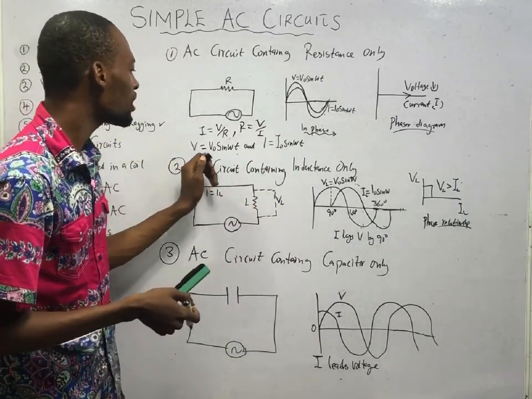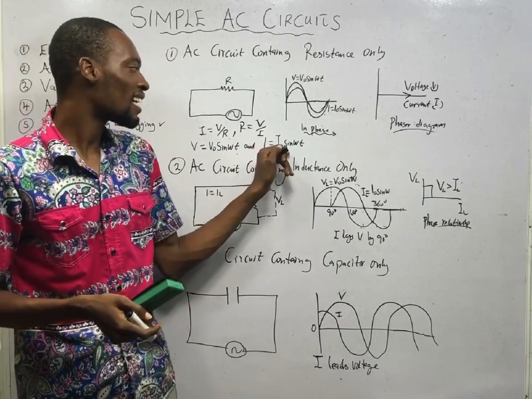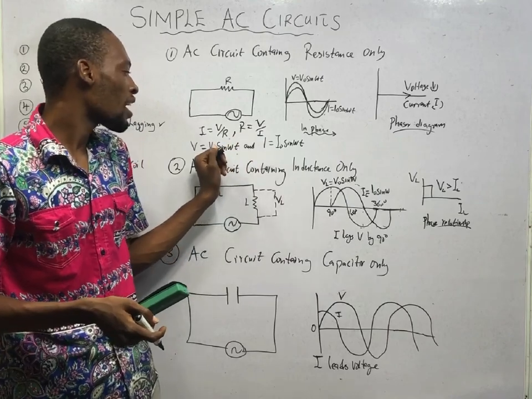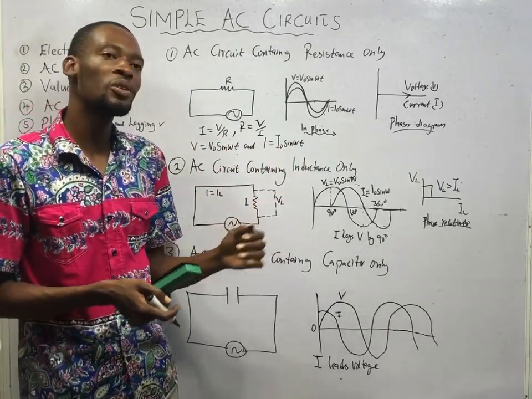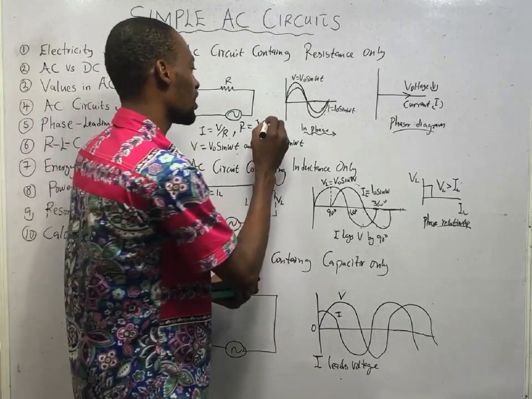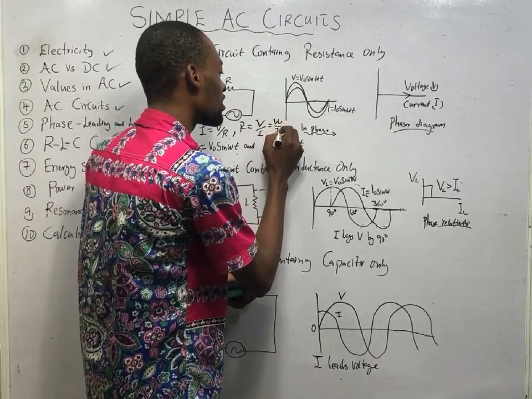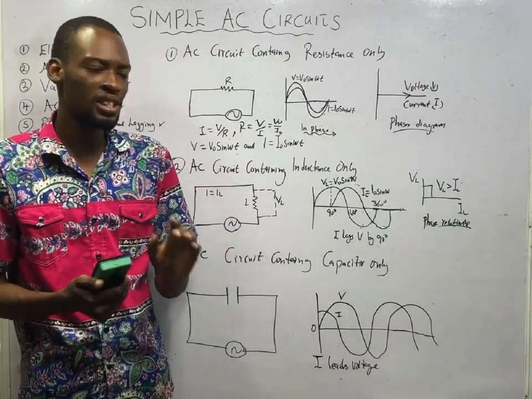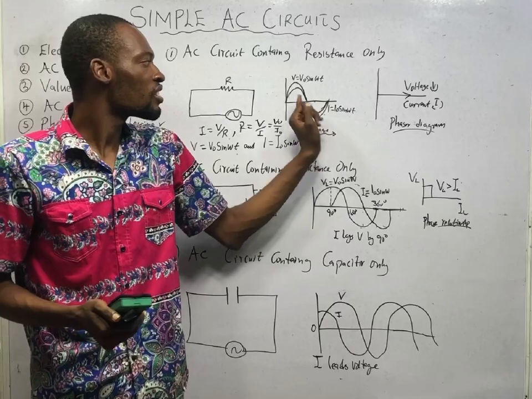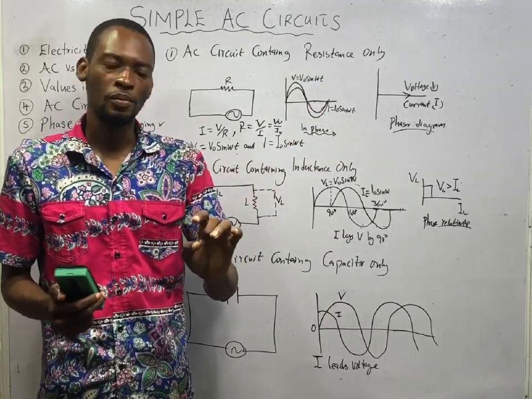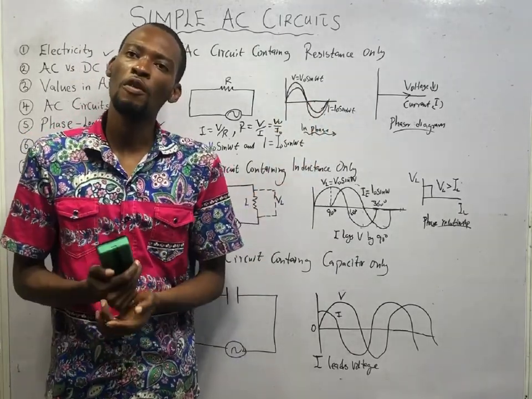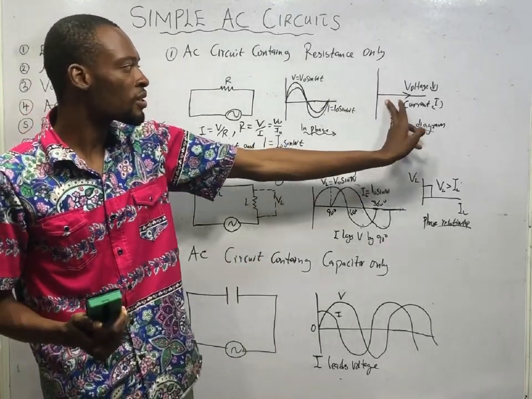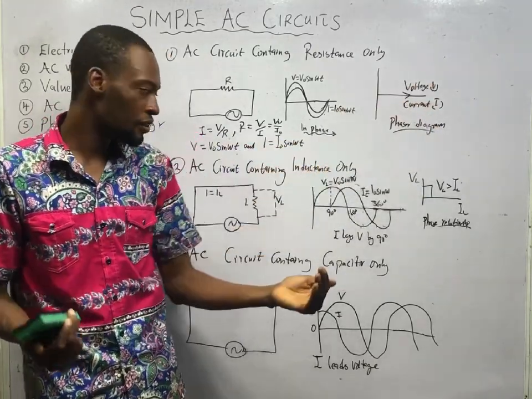Also, if V is I naught sin ωt and I is I naught sin ωt, it simply means that R will simply be V naught sin ωt over I naught sin ωt, which is the same thing as V naught over I naught. What else happens in an AC circuit containing only resistance? You see the diagram, the current and voltage are in phase. I already explained what it means for quantities or variables or waves to be in phase. And this is the phasor diagram. The voltage and current are in phase.